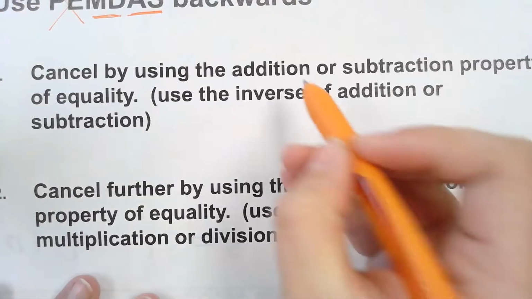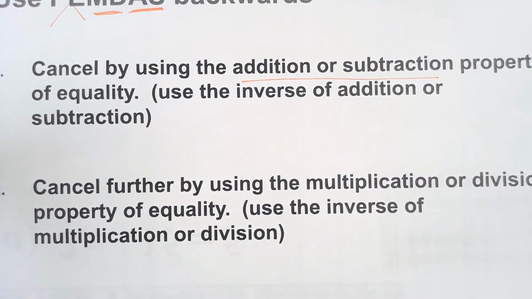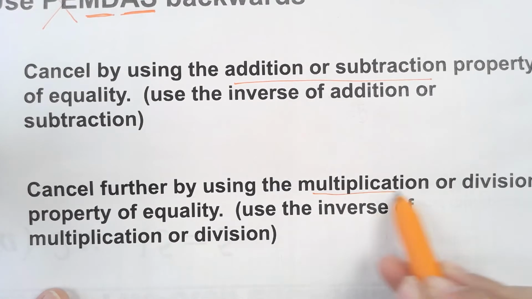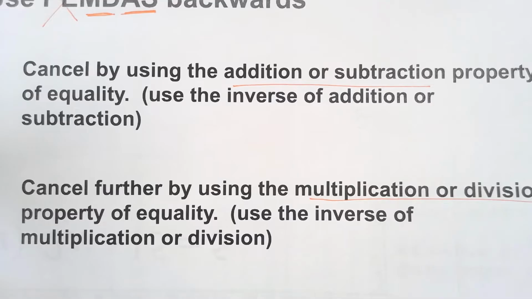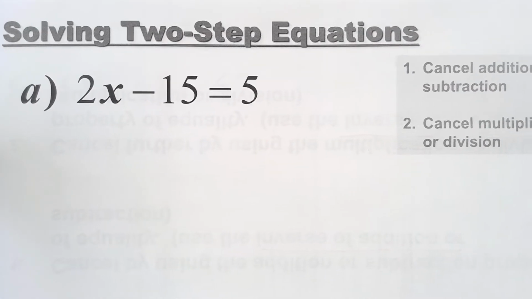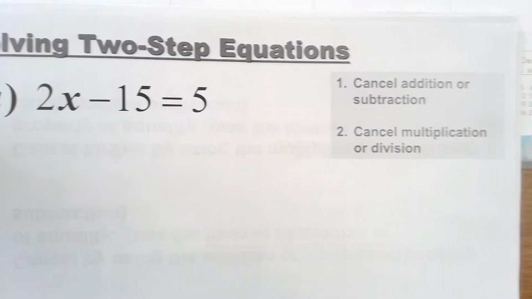So, once again, we need to add or subtract first, and then we can multiply or divide to get the variable by itself. Okay? So let's use that to do some examples. So here's my first example. So we have 2x minus 15 equals 5.